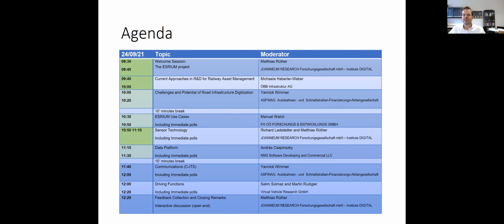About the sensor technology and also data gathering and data distribution. We come to very specific aspects, which is then feedback to potential users, especially via CITS. And there, I'll give now the stage again to Yannick Wimmer from our Austrian high-level road operator ASFINAG. Yannick, the stage is yours.